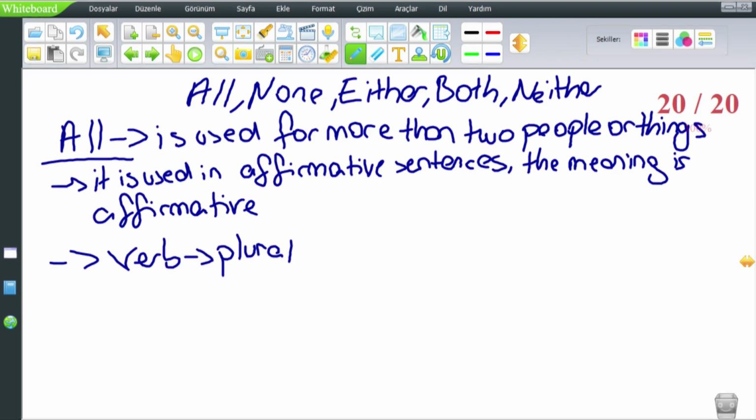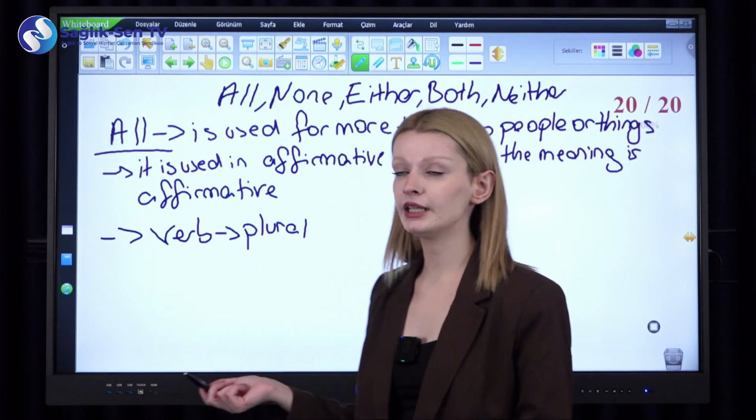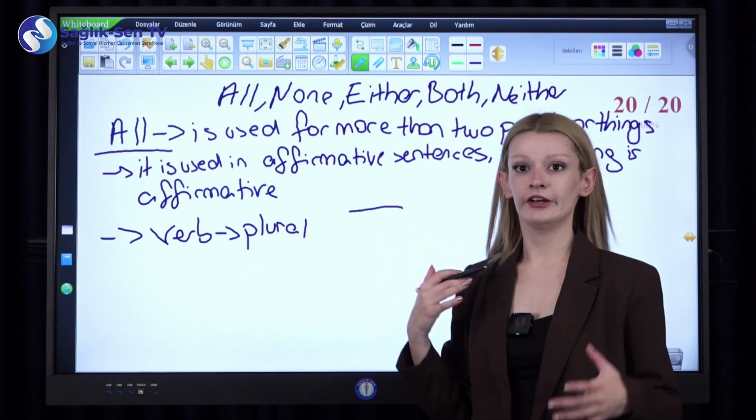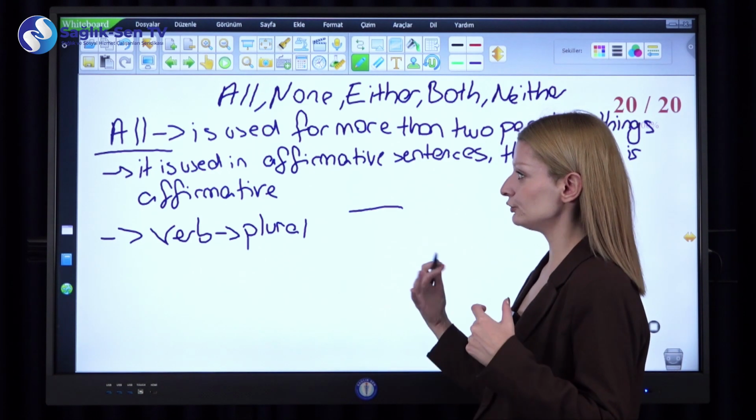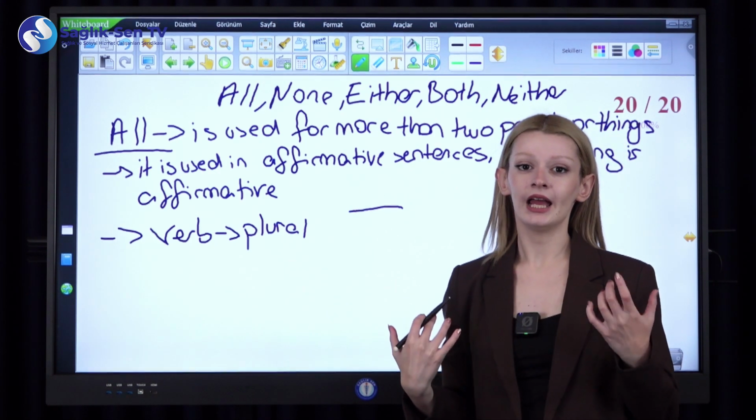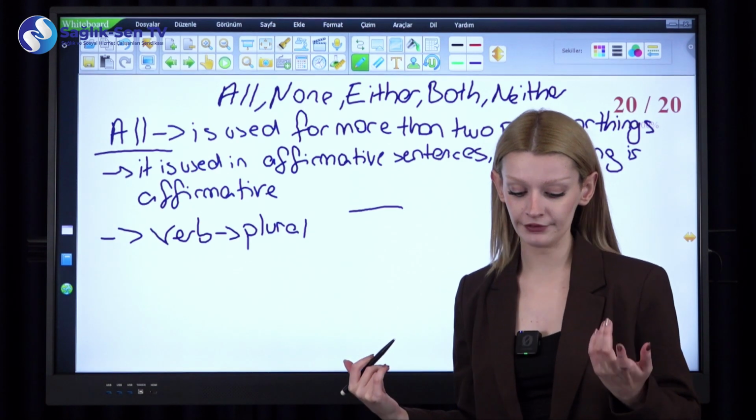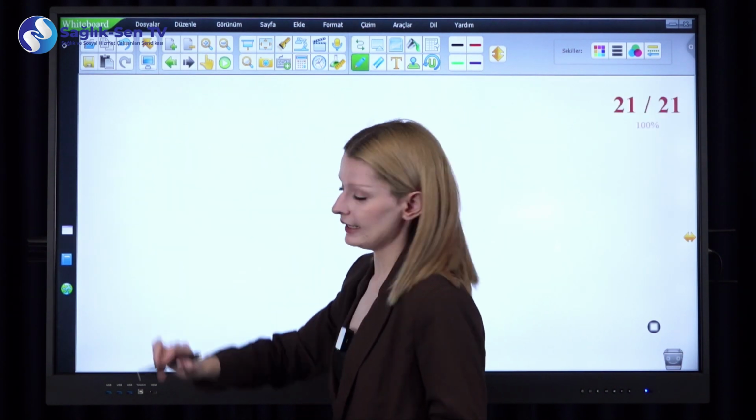If it's two, we use both, or either, or none, or neither. But when we are using all, it is used to talk about more than two or three things, people, etc. And it expresses affirmative sentence. It is used as an affirmative sentence, and the meaning is also affirmative. Let's do the examples.